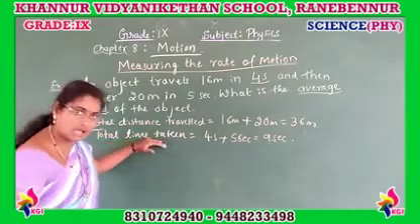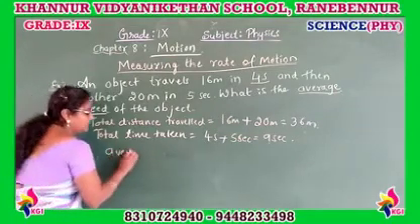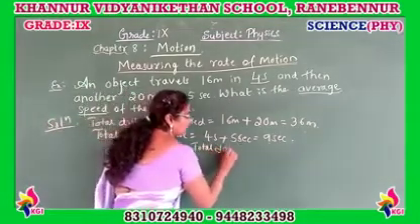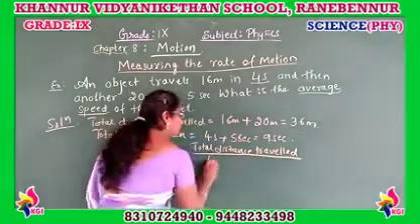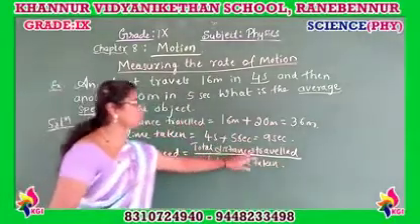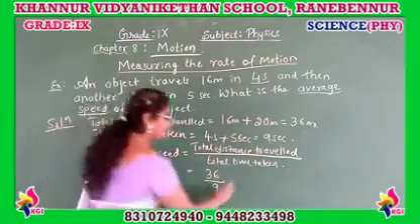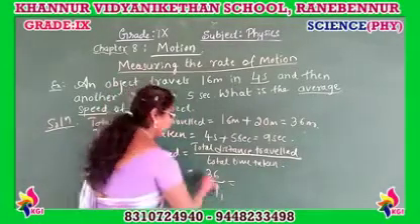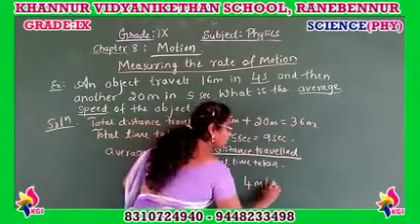After writing the given data, we have to write down the formula. What is the formula? Average speed is equal to total distance traveled divided by total time taken. Now, the total distance traveled is 36 meter divided by 9 seconds, which is equal to how much? 9 fours are 36, which is equal to 4 meters per second.